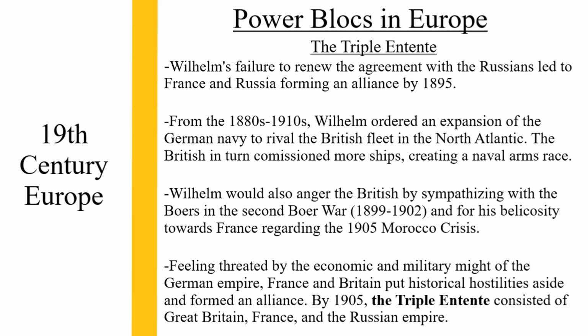So, feeling threatened by the economic and military might of the German Empire, France and Britain put historical hostilities aside and formed an alliance. By 1905, the Triple Entente consisted of Great Britain, France, and the Russian Empire. So, I don't have the map up here, but you can imagine in your head. On one side, we have the Triple Entente of Great Britain, France, and Russia versus the Triple Alliance of Germany, Austria-Hungary, and Italy. If we go on to the next slide.